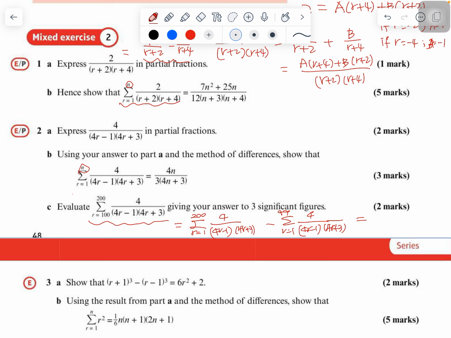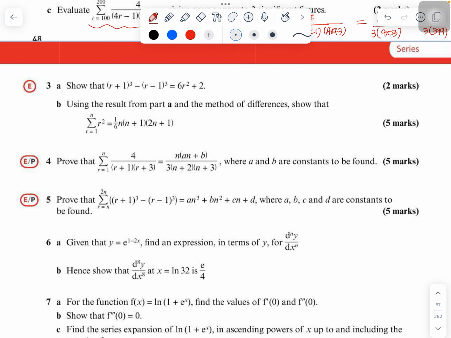This has a variable of n only. So now we have 4 and 200 over 3 and 4, 803, minus 4 and 99 and 3, 400, 399, like this. Oh my god, I don't have my calculator. So when you calculate it, you may have the result.